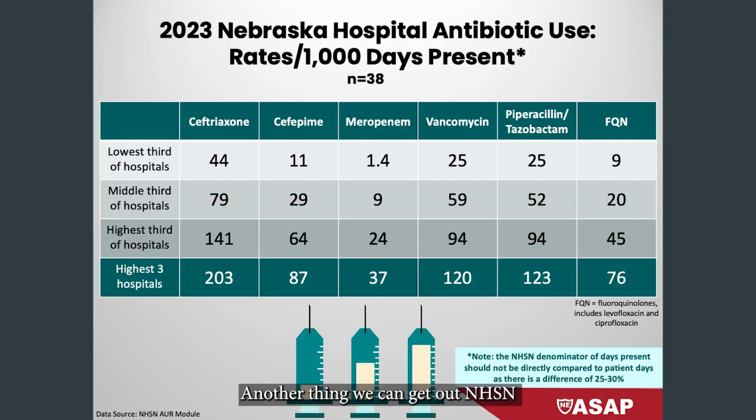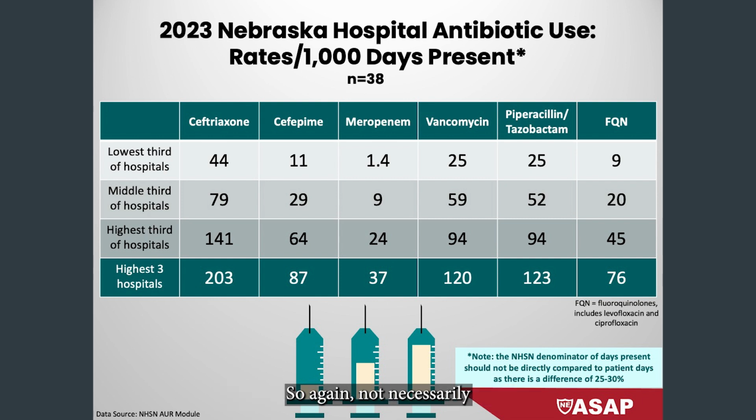Another thing we can get out of NHSN specifically is for which antibiotic, how much are our hospitals using? And this is really important as we start to see resistance develop across our state. So ceftriaxone in particular, we've seen across the state that more and more resistance is developing, and it's very worrisome because that's our big gun frontline thing that everyone gets. But we see also from looking at this, there's a huge disparity in how our hospitals use their ceftriaxone. Our lowest third of hospitals use 44 days of ceftriaxone for every 1,000 patients they have in their hospital, and our highest use 203. So they use 5 times as much ceftriaxone.